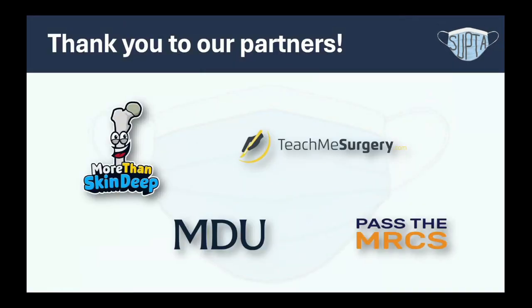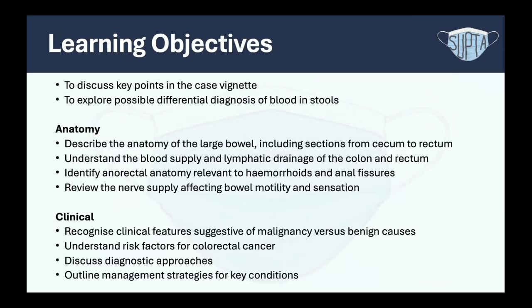So here are our partners. A shout out to them for supporting us and helping us develop these sessions. And these are the learning objectives that we'll cover today. So we'll start by discussing some key points from a patient case and try to come up with a differential diagnosis. We'll then look at some anatomy and have a quick recap of the large bowel, the blood supply and lymphatic drainage of the colon and rectum.